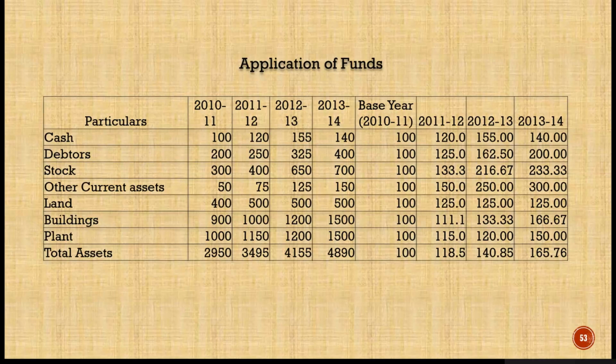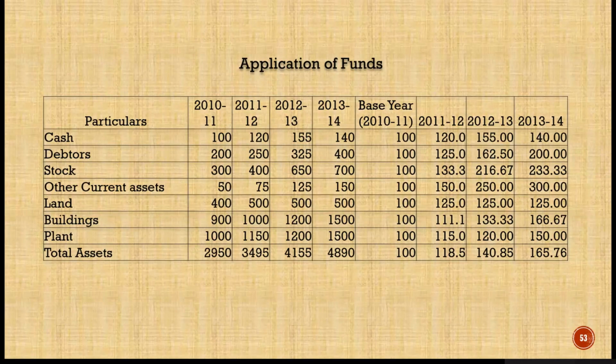and then it has decreased in the 2014 year. Then debtors: 100, 125, 162, and 200. That means it is increasing consistently. Stock, it is also increasing. Next, other current assets show an increasing trend. Land remains the same. There is no increase. Then building, it shows an increasing trend.